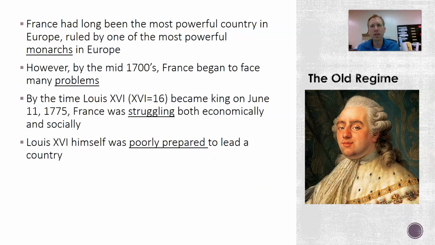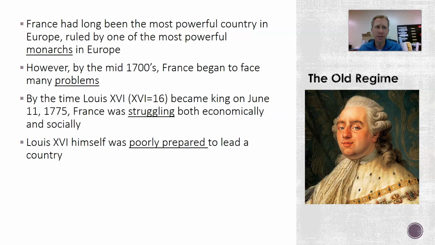So France had long been one of the most powerful countries in Europe. We talked about this all the way back with Joan of Arc and the Hundred Years' War. It was ruled by some of the most powerful monarchs in Europe. But by the mid 1700s, France is really having a lot of problems. And by the time Louis XVI comes to power, who's going to be the main king we're going to talk about in this unit, France is struggling both economically and socially.